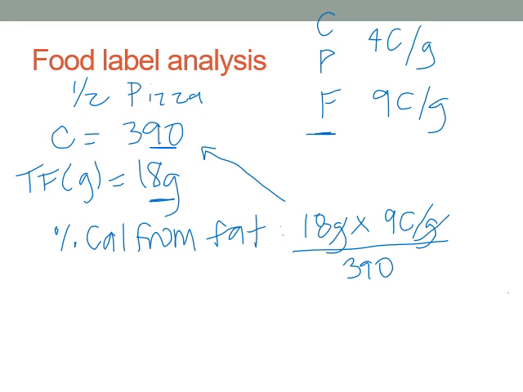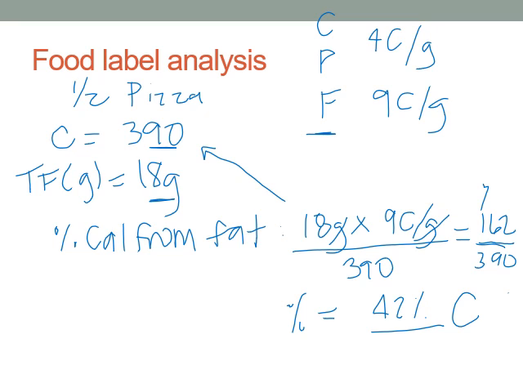The grams will cancel out. And so we'll be left with whatever the number is in calories. Let's see here. Okay, so it's 162, and then we divide that by 390. So our percent calories from fat would be just about 42%, right? Once you divide this, remember you're going to have to multiply it by 100 to get percent calories. So when we're looking at this pizza, we know that 42% of our calories are coming from fat, okay?